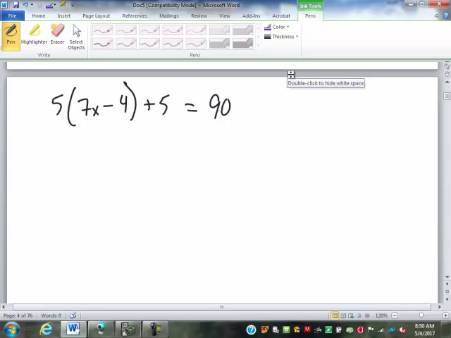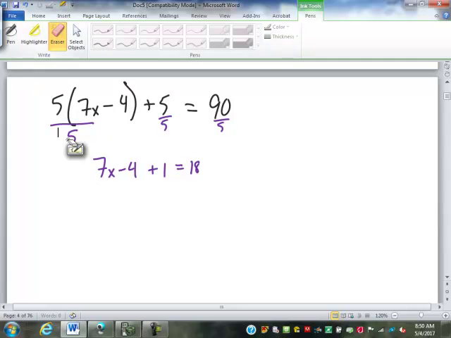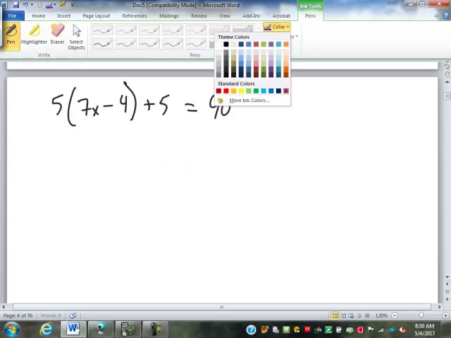So this one here now, here's one where you could divide by 5, just like you were saying. Now, don't write this down because I'm going to show what you would do. If you divided by 5, that digit's getting divided by 5, but you'd have to divide this by 5 and this by 5. So you get 7x minus 4 plus 1 equals 18. That'll work. But it's safer to multiply by the 5.